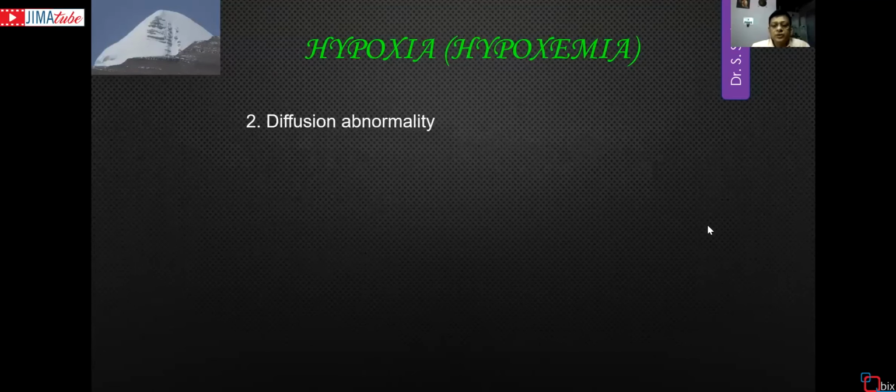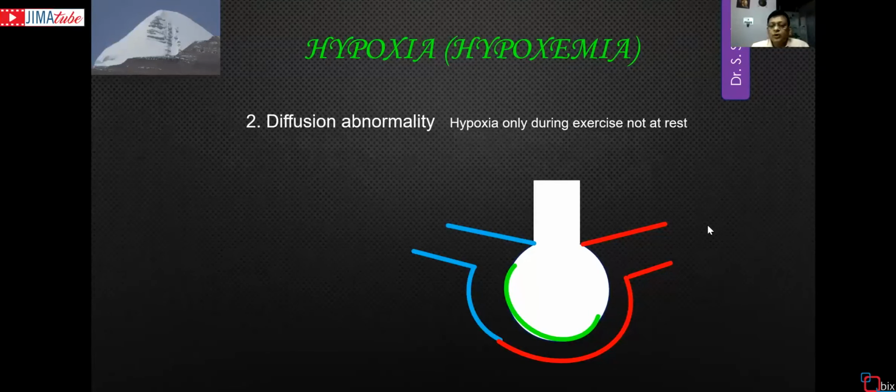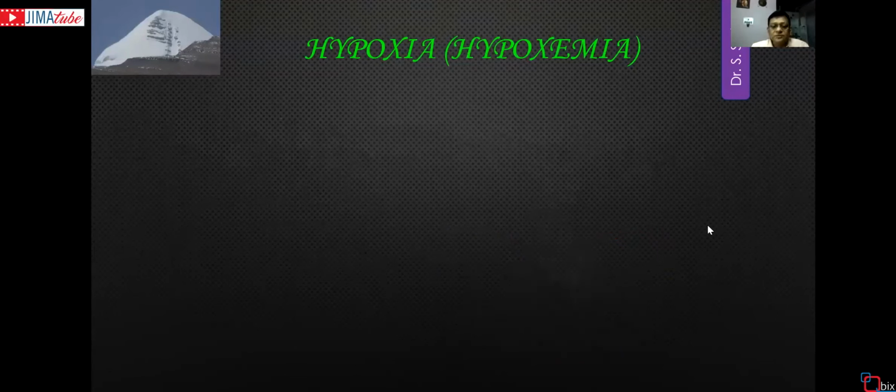Then the diffusion abnormality. We know that during the pulmonary capillary passage, in one third of the journey, the diffusion process is complete. So there is a two thirds reserve. Even with diffusion abnormalities, there is little chance of hypoxia, unless the patient is exercising, whereby the capillary transit time is decreased. So in case of diffusion abnormality, hypoxia only occurs during exercise, not at rest. So it is also of less importance.